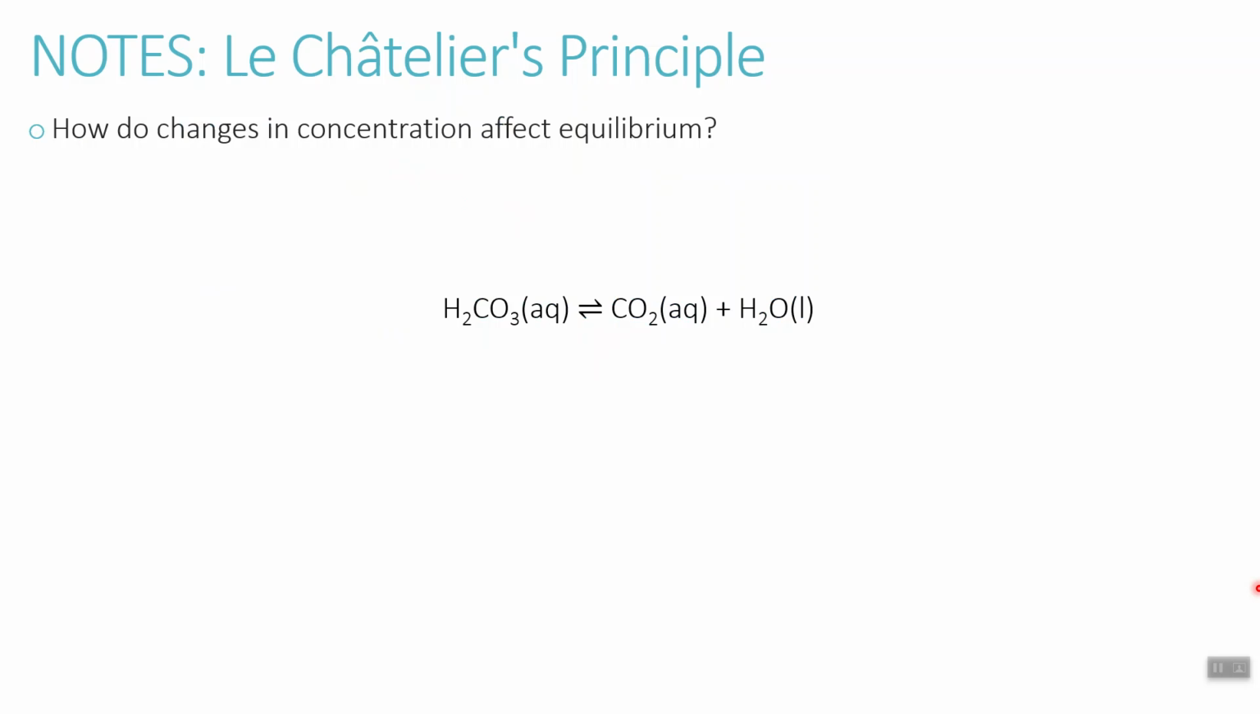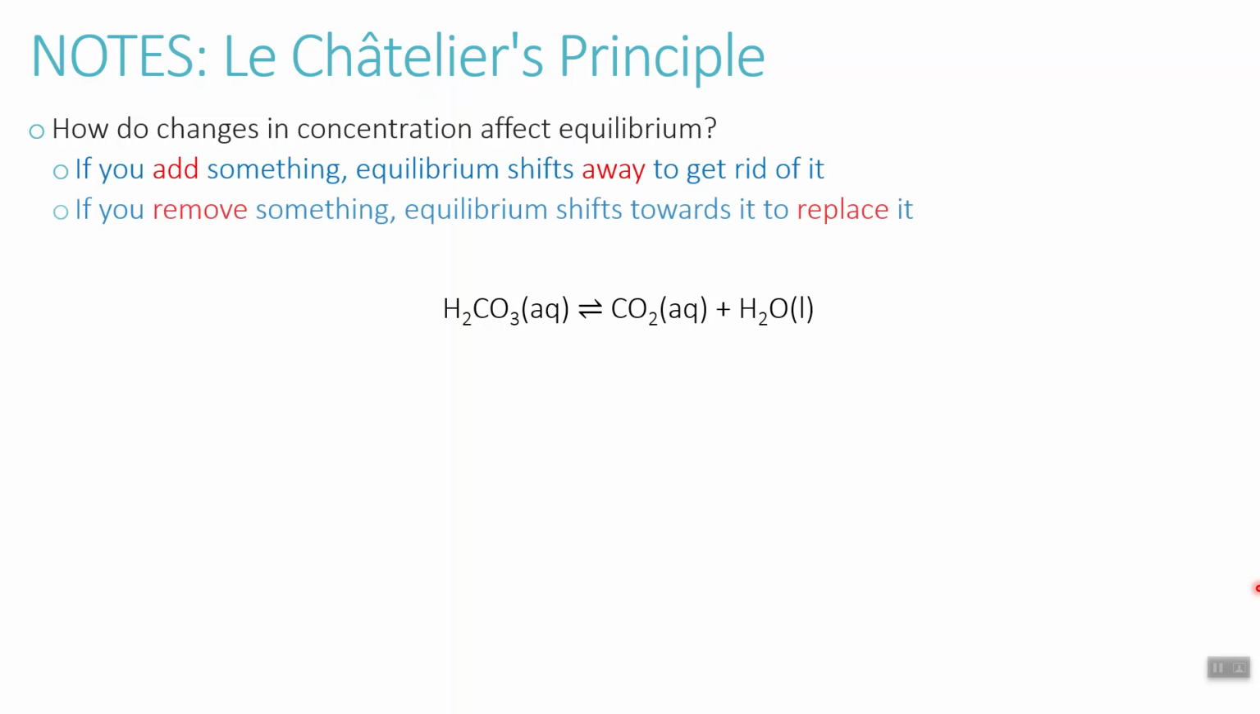So let's start with how changes in concentration affect equilibrium. I have a chemical reaction here. This is the formation of carbon dioxide and water from carbonic acid. And we want to know what happens if we change the concentration of something. You should remember, if you add something, the equilibrium is going to shift away from it to use it up or to get rid of it. If you remove something, the equilibrium is shifting towards it to replace it, to make up for what you took away. So if we were to add carbon dioxide, notice that carbon dioxide is a product here. So if we add CO2, the equilibrium is going to push away towards the reactants.